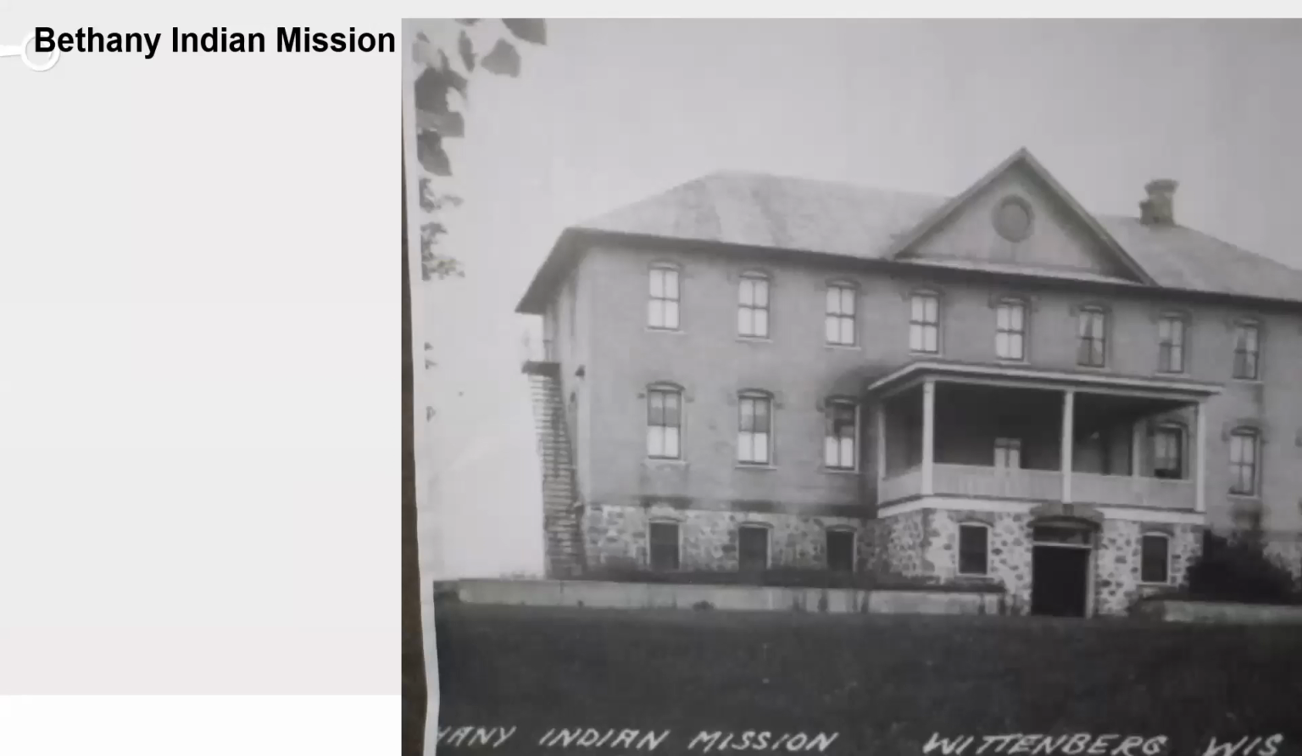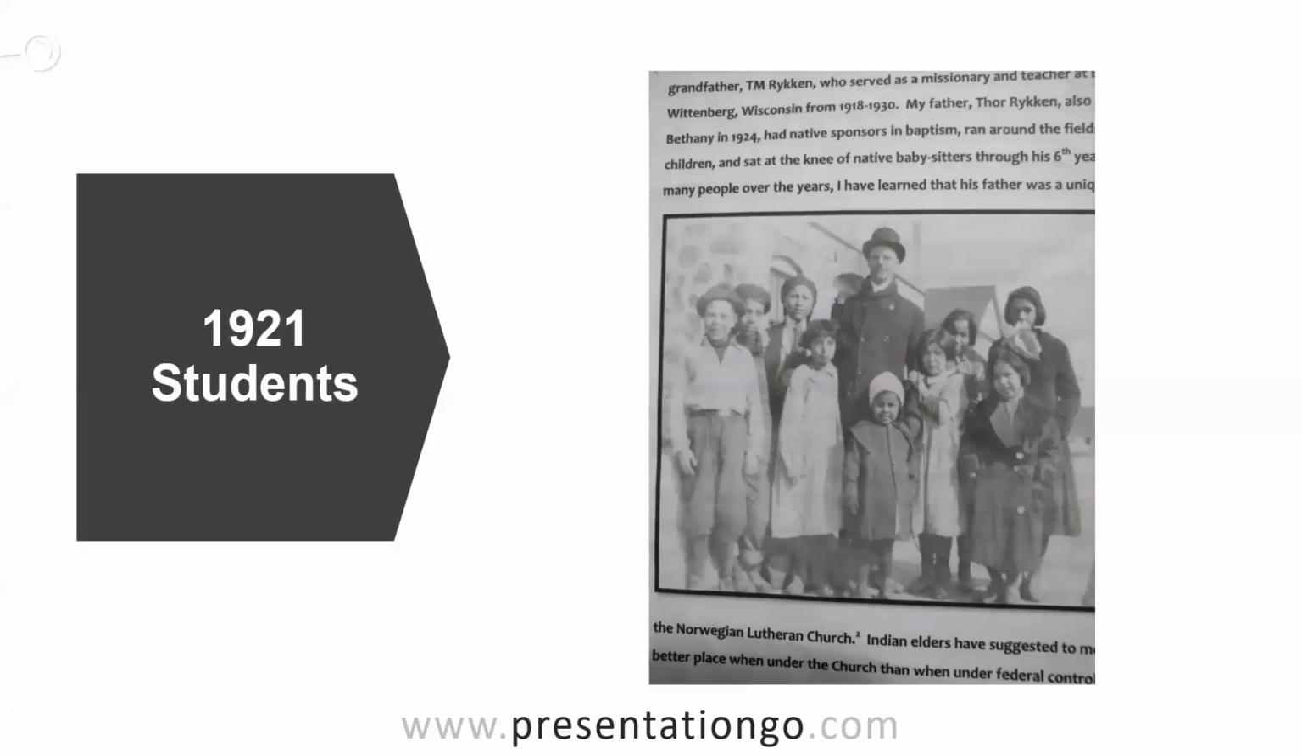Now there's Bethany Indian Mission. So there's the dormitory and classrooms. That has since been torn down, no longer exists. There's a high school on that Bethany Indian Mission. Now here's the students in 1921. T.M. Riken was the missionary, in fact, who was there, 1918 to 1930.